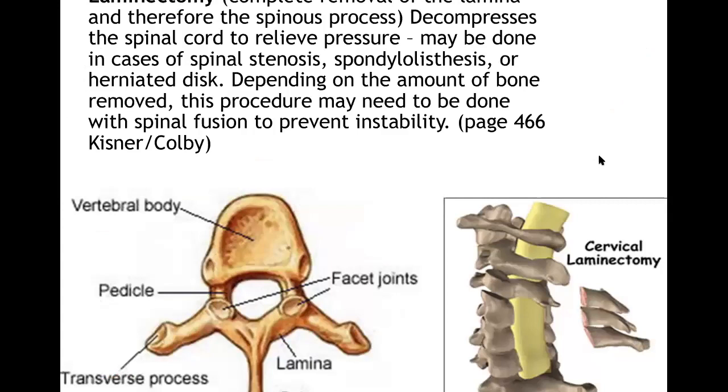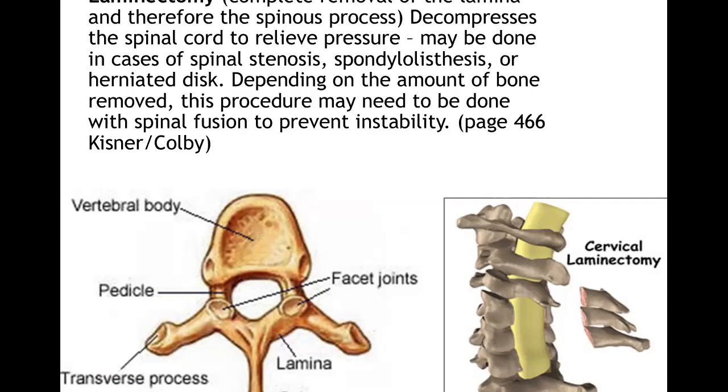And then we talk about laminectomy. A laminectomy is the complete removal of the lamina, also the spinous process. It basically decompresses the spinal cord to relieve some pressure that is being put on by those areas. This can be done if the patient is having a severe case of spinal stenosis. Sometimes it's done with spondylolisthesis, or sometimes with a herniated disc if it is affecting that much.